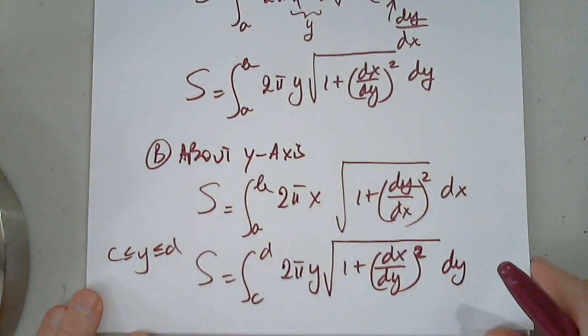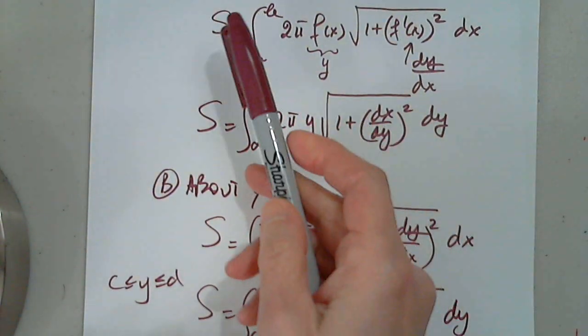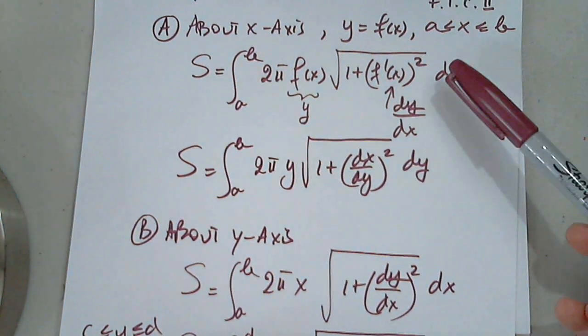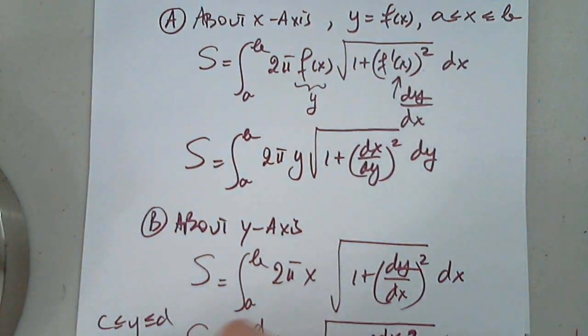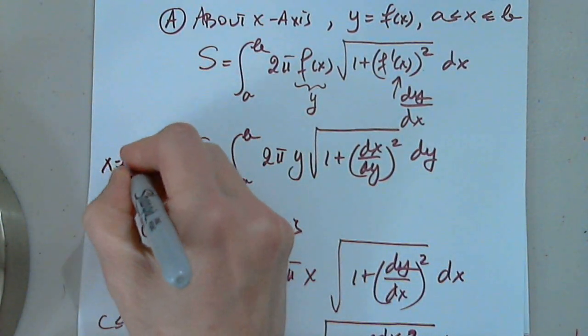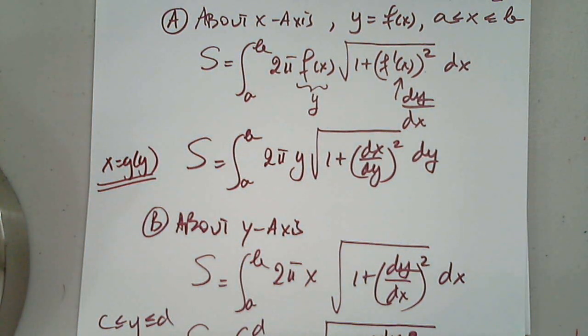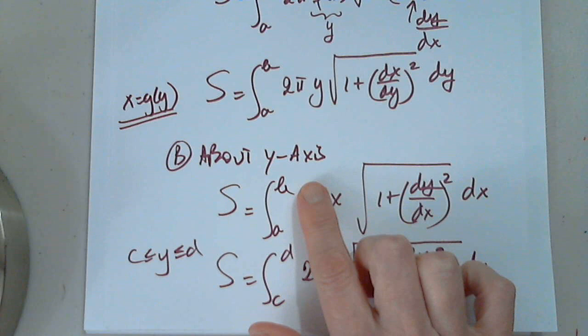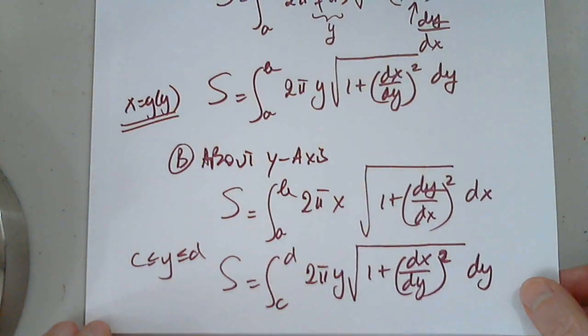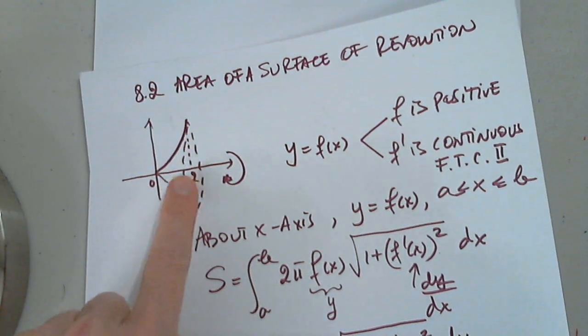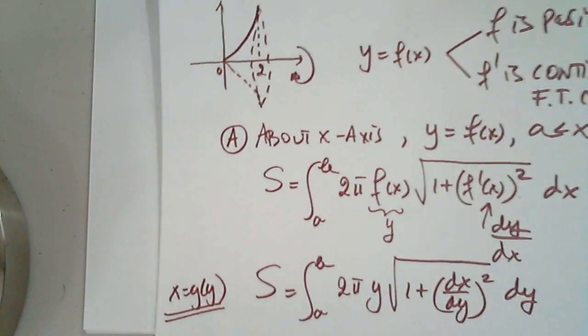So this is what we have to keep in mind. Either we rotate about the x-axis, and depending on what type of function we are given, y equals f of x or x equals g of y, that's another possibility. And when we rotate the curve about the y-axis, we still want to determine the same thing, the area of the surface of revolution of the solid obtained by rotating the curve, or the arc length if you want, about the x-axis or the y-axis.